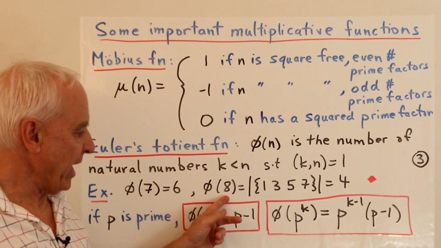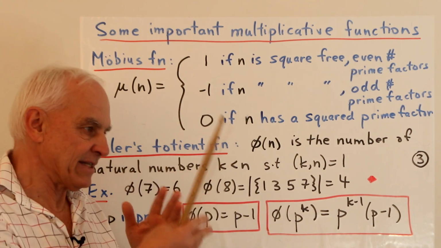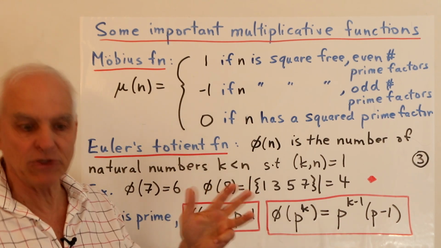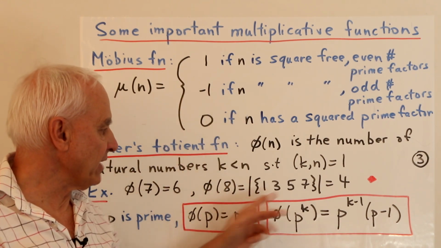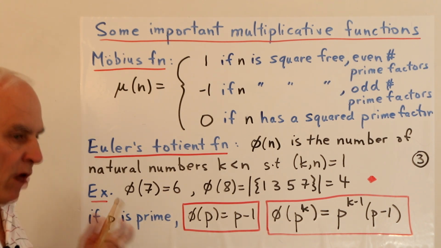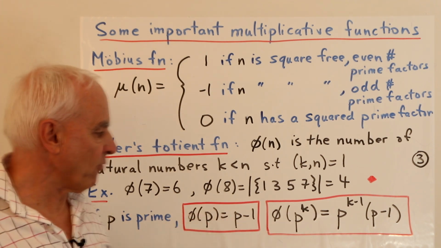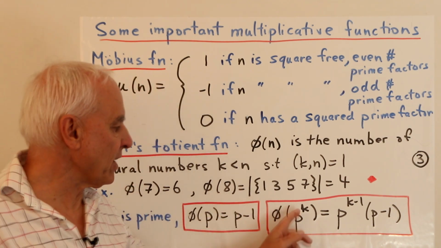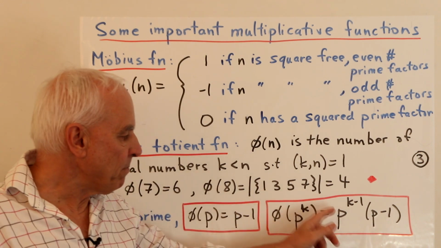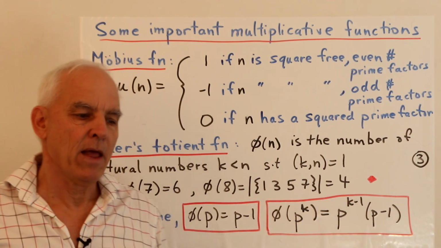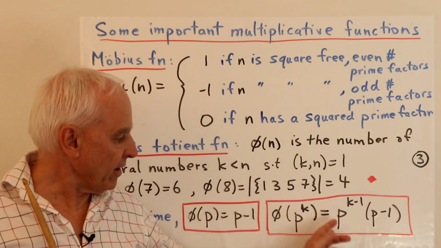Phi of 8, on the other hand, well, the numbers which are less than 8 and relatively prime to it are 1, 3, 5, and 7, and there are 4 of them, so phi of 8 equals 4. So the basic rule is that if p is a prime, then phi of p equals p minus 1, and phi of a power, phi of p to the k, equals p to the k minus 1 times p minus 1. And you can think about this in the following way.